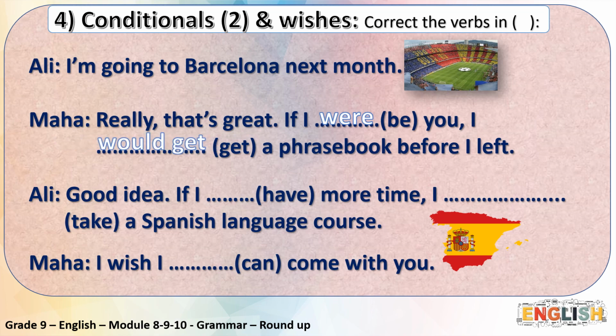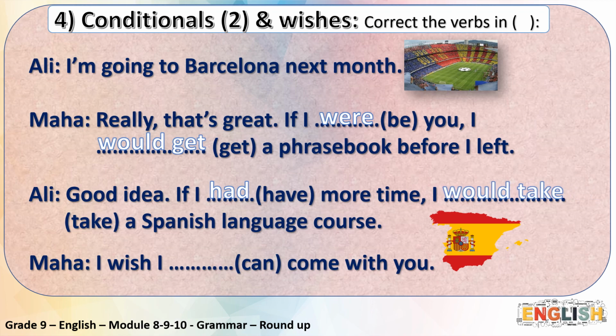Then Ali says, good idea. If I have more time, I take a Spanish language course. Unfortunately, Ali doesn't have more time, so he won't have a Spanish language course. In this case, we are talking about unreal condition, and for unreal conditions, we should use the past form of the verb. So the past of have is had, and we complete the sentence with would or could plus the base form of the verb take. So the answer is I would take.